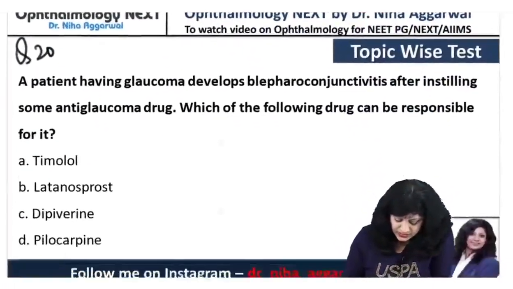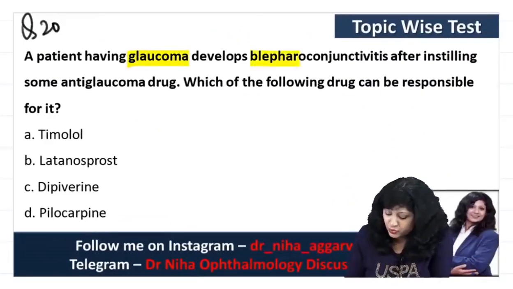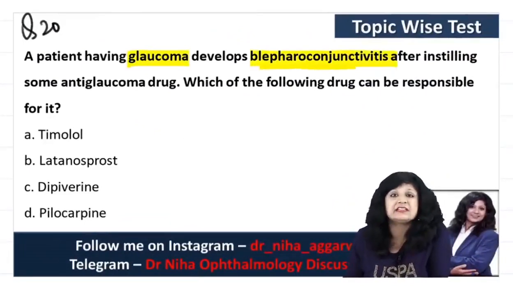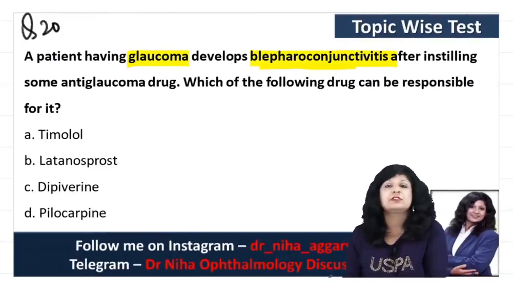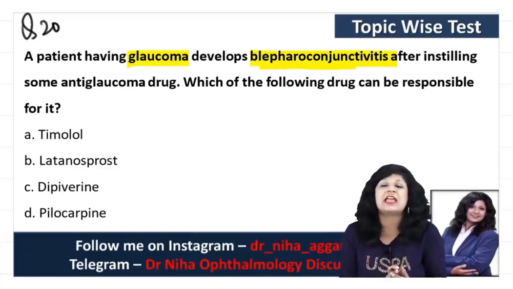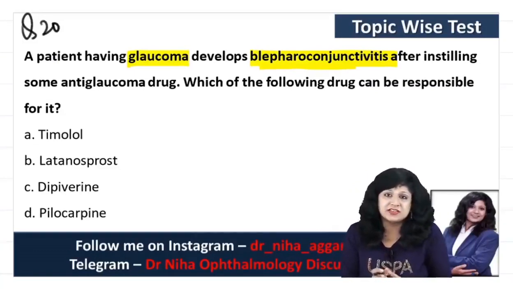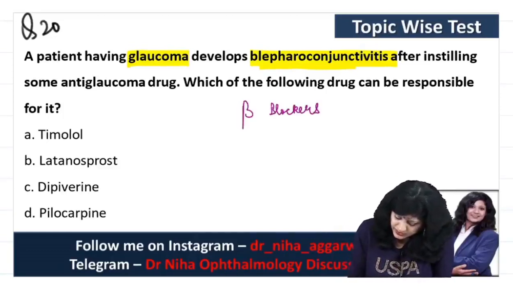Question number 20. A patient having glaucoma comes with a blepharoconjunctivitis after instilling some anti-glaucoma drug. Which of the following drugs can be responsible? So which drug has a side effect which can cause the allergic blepharoconjunctivitis? So it is actually your beta blockers. We know that beta blockers are known to cause this.